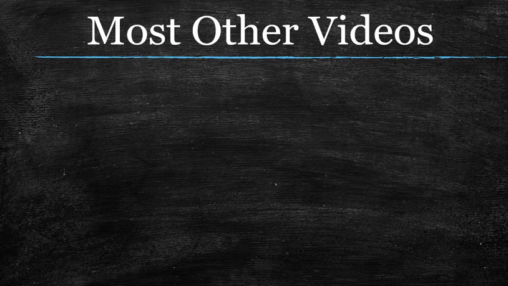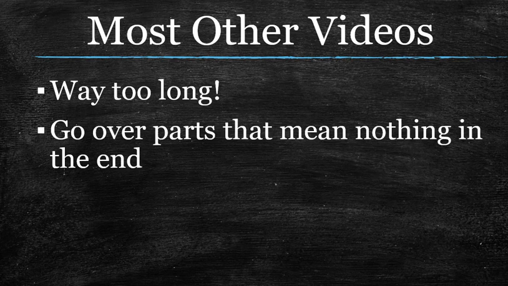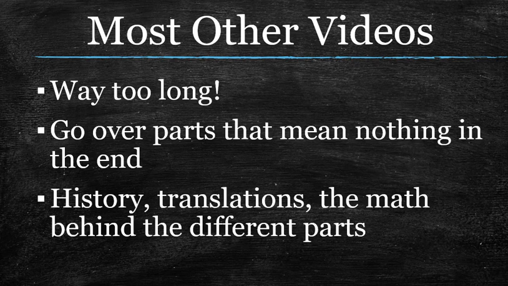Sometimes doing the research part of this is pretty painful because I have to sit through these videos. They're way too long. A lot of these are over an hour long to learn something that doesn't need an hour's worth of your time. But they go over dumb stuff. They go over parts that don't mean anything in the end, such as the history behind it, what all the Japanese translations mean for the lines, and how all these lines are calculated. Who cares? It means nothing in the end.